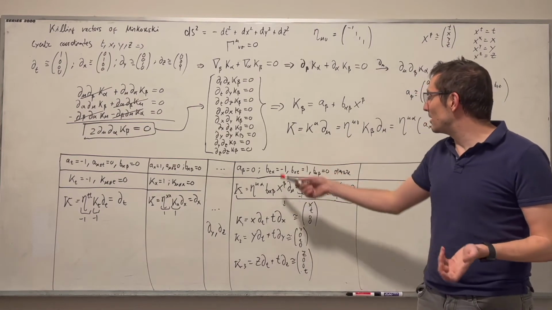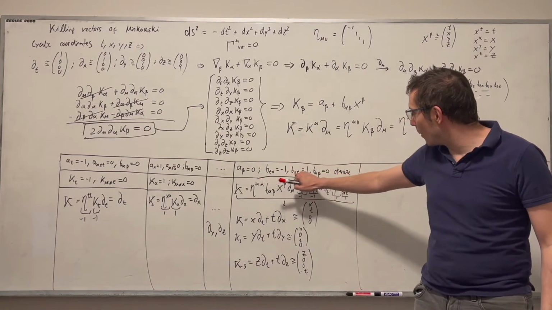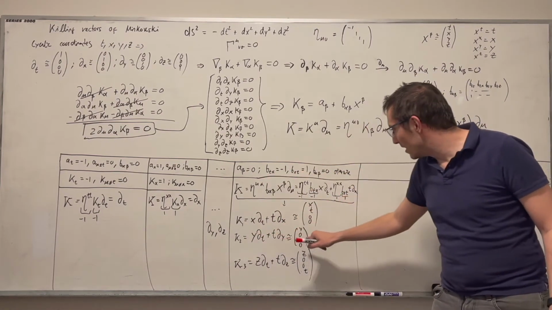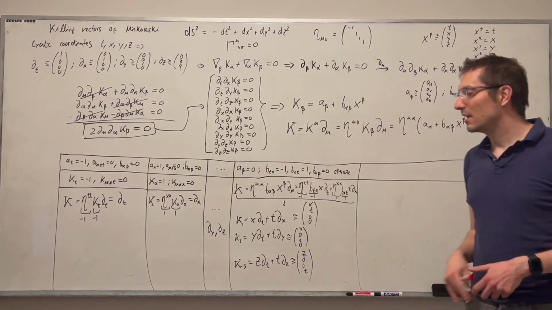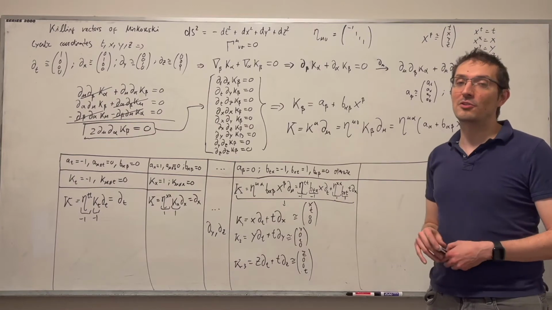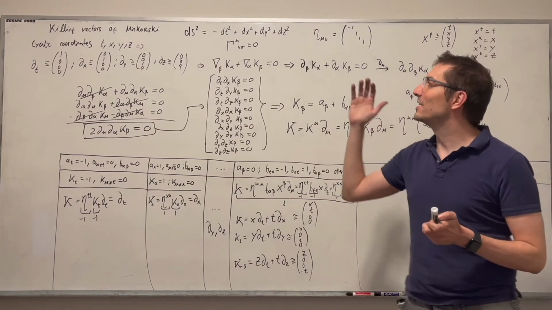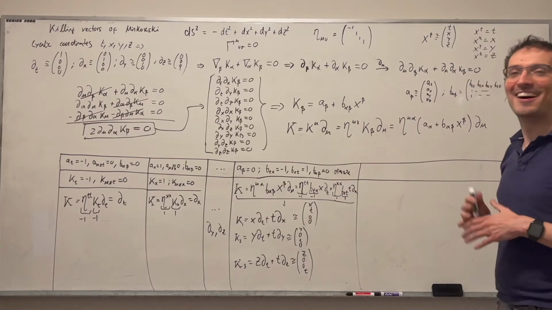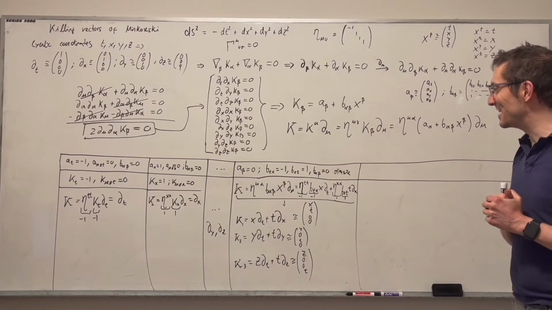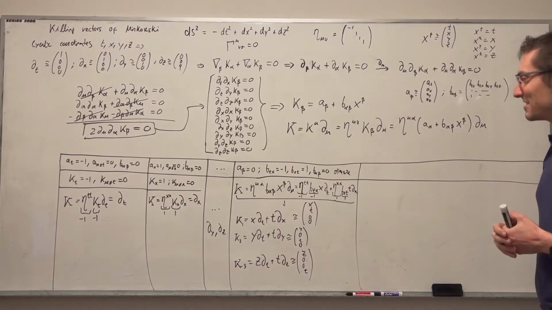You can repeat the whole thing by changing the x here by a y, and you get this one, and you change the x here by a z, and you get this one. These three Killing vector fields are the ones corresponding to the boosts along the three spatial directions of these current bases.